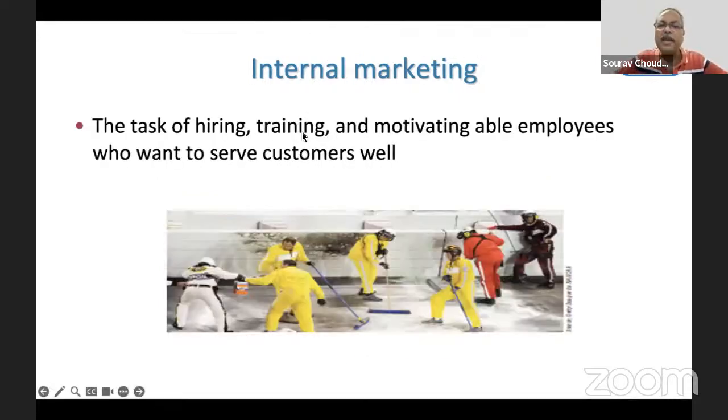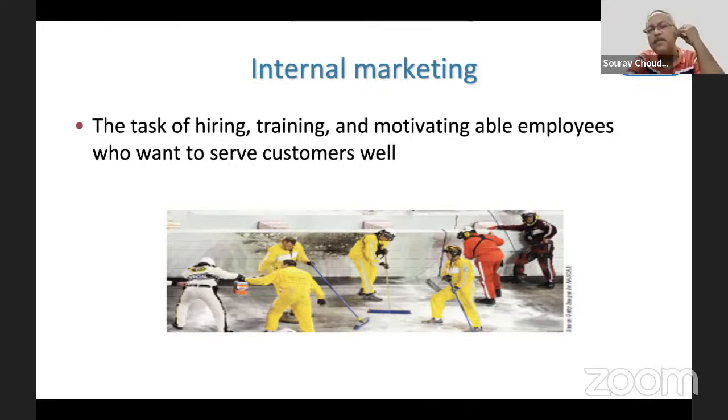Internal marketing, the task of hiring, training, and motivating able employees who want to serve customers well. Very, very important. If you have happy employees, you will have happy customers, as they say. Organizations who do not have happy employees cannot serve their customers well.